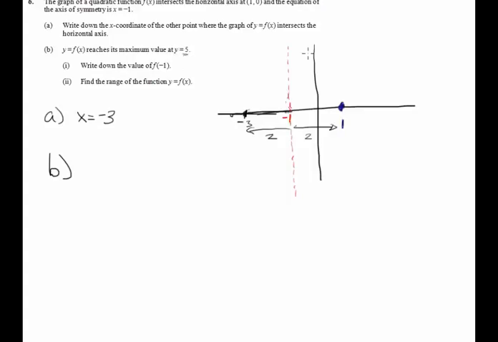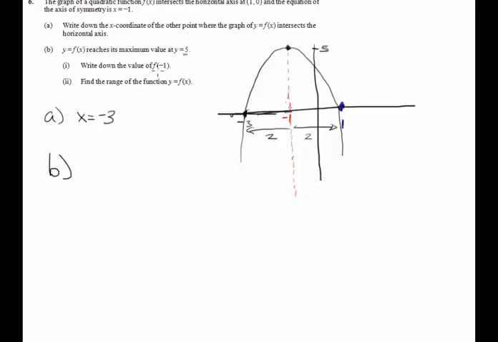Well, that tells me up here at 5, this graph has its maximum, which means it must be opening down so that it goes through those 2 points and reaches a maximum at 5. And where does it reach that maximum? On the axis of symmetry. So I can sketch that this graph looks something like that.